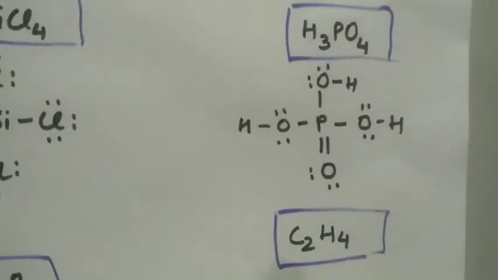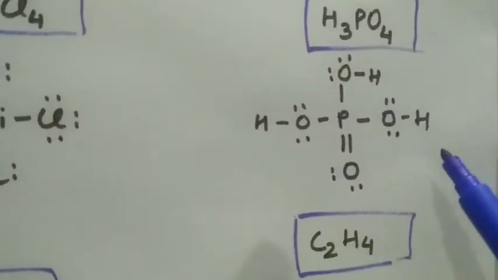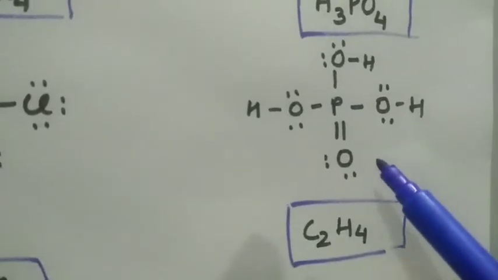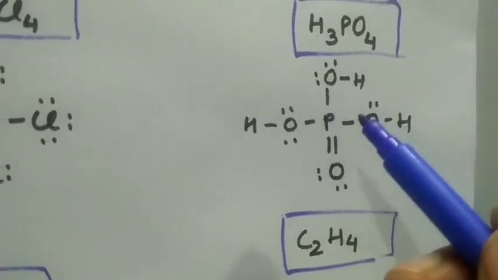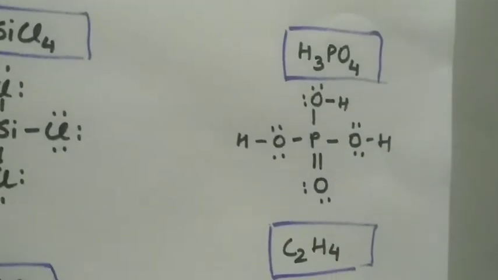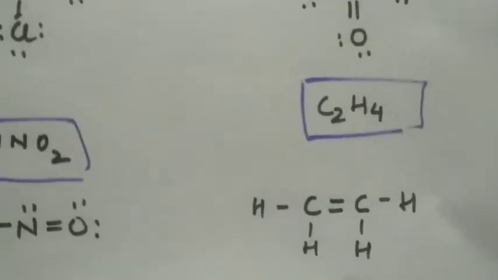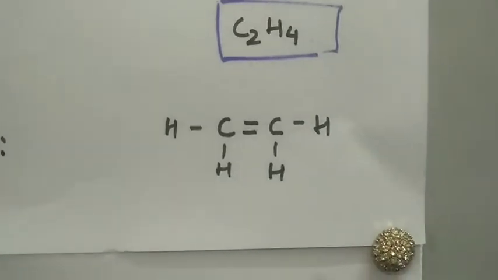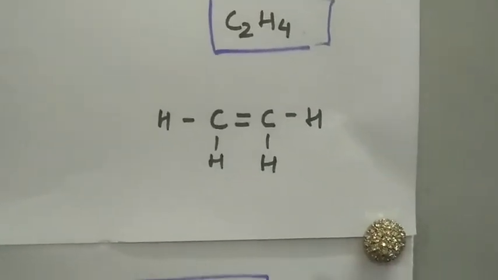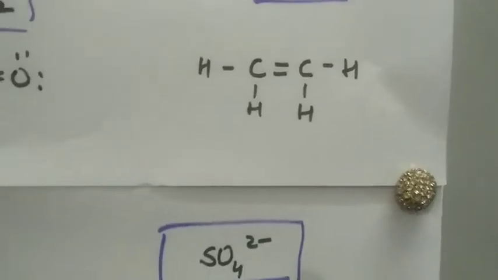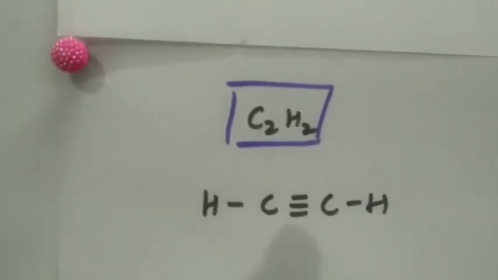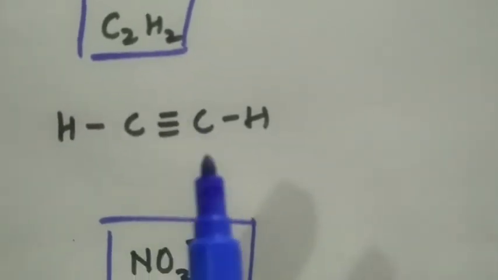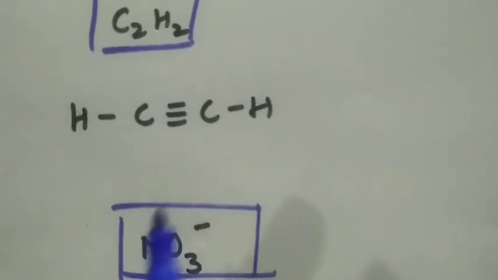Phosphoric acid, you place phosphorus in the center, 3 OH bonds and 1 oxygen. The oxygen shows a double bond, others show single bonds, and the octet of each of the atoms is complete. C2H4, 2 carbons in the center, double bond between them, and 2 hydrogens on each side of the carbon, 2 carbon atoms. Acetylene, C2H2. So for acetylene, 2 carbons in the center and hydrogens on the side. In order to complete the octet, we have to place a triple bond. 6 electrons are being shared.